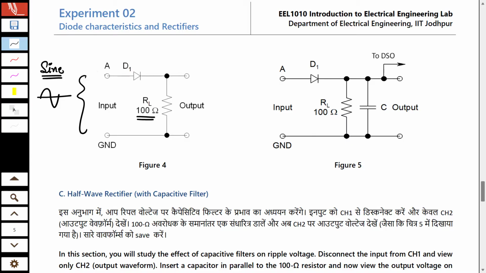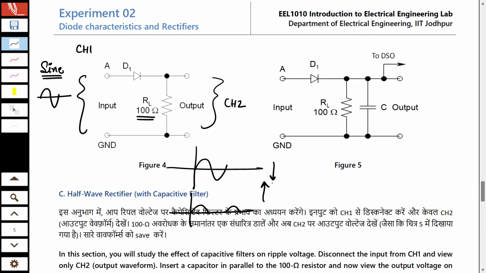So in the first case, what you can do is show the input on channel 1 and show the output on channel 2. Okay, I'm talking about the case where there is no filter connected. And you should observe, as expected, this on channel 1, and on channel 2 you should expect a waveform like this. Also feel free to roll up these waveforms and try to superimpose them on top of each other so that you actually observe a waveform that was discussed in the class, which looked something like this.